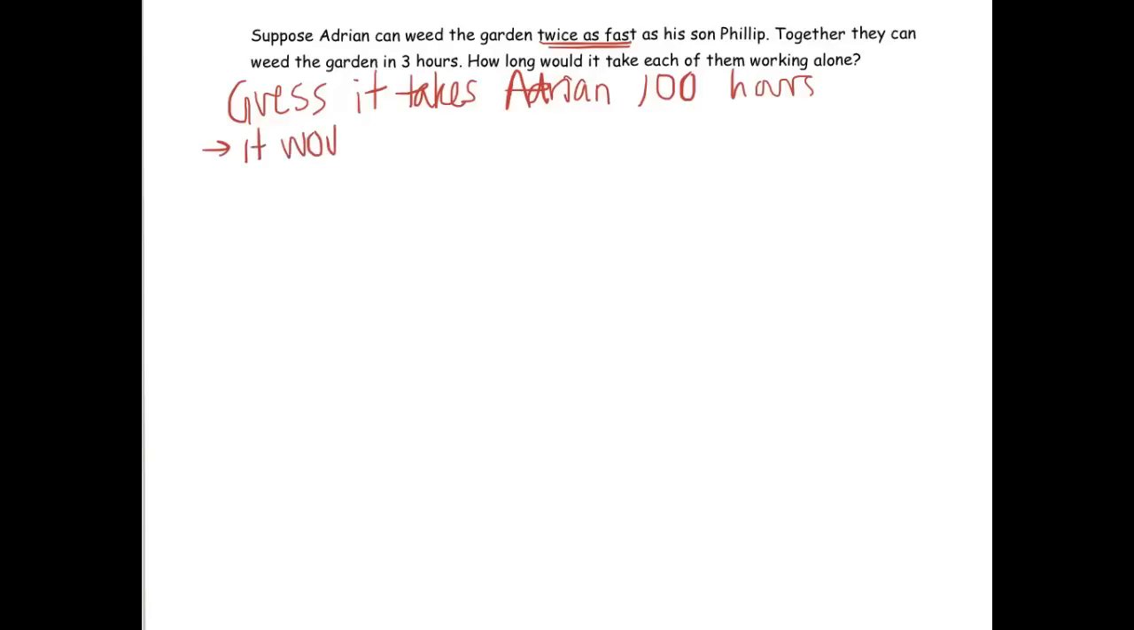So let's take a guess. How long will it take each of them working alone? I'm going to guess that it takes Adrian, any guess you want, 100 hours. There's my guess. I don't care that it's ridiculous. I'm just trying to generate an equation. According to the first bit in the problem, he is twice as fast, which means it would take Philip 200 hours.